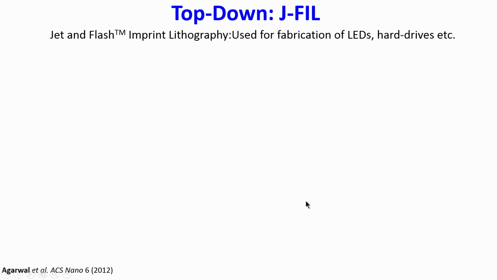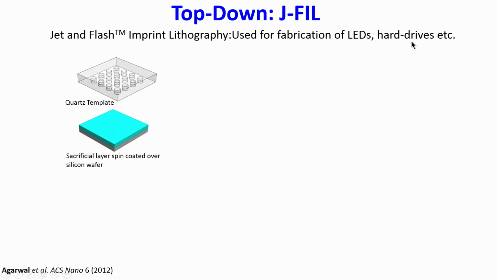Another way you can go is the top down approach, as I was saying, which is to build it. An example I will give you is from this paper that was published in ACS Nano in 2012. What these guys have used is an imprint lithography tool. It is a fabrication tool that is currently used for LED and hard drive manufacturing. And what they have done is they have a silicon wafer.